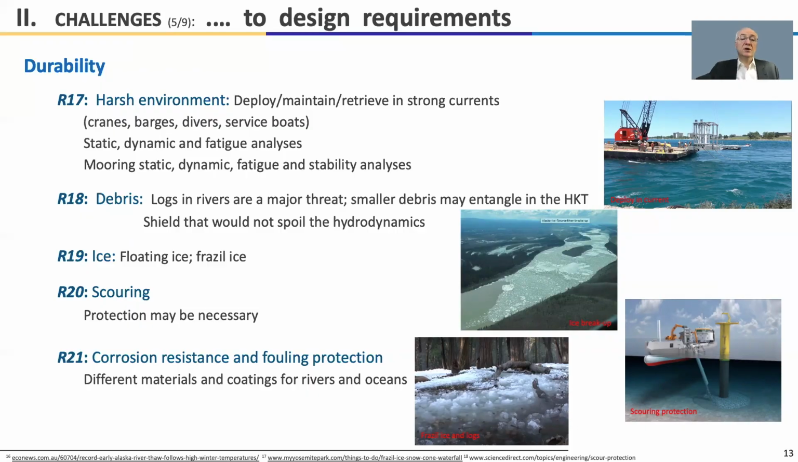Then if we operate in a river, we have logs. Logs can be heavy, they can destroy really a hydrokinetic turbine. So we have to build a shield ahead of a hydrokinetic turbine, and we'll be generating turbulence, which may affect the flow on the oscillating flaps or rotating blades or oscillating cylinders.